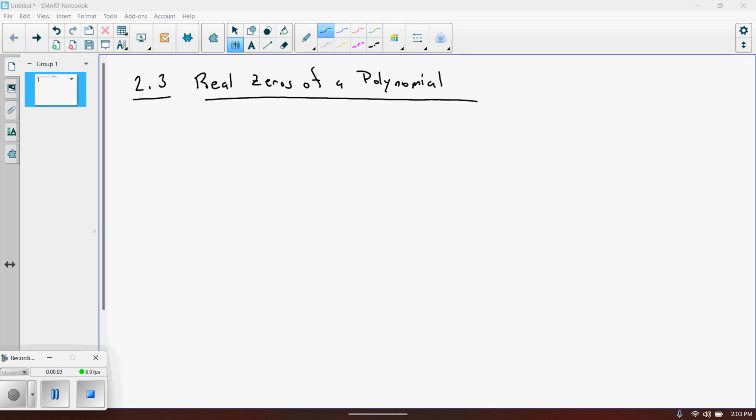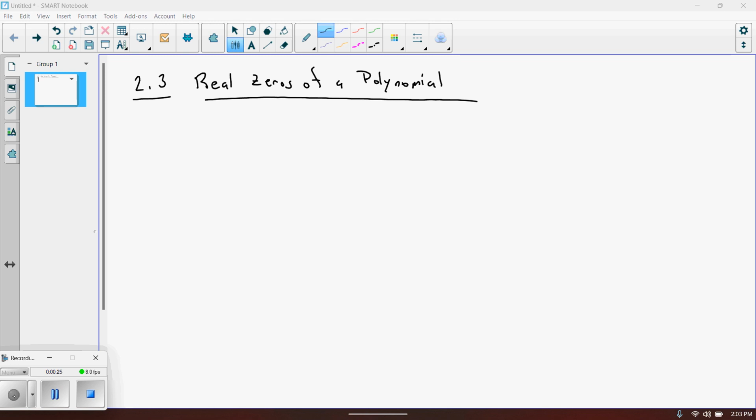All right, so this is going to be section 2.3 of Math 146. We are going to be finding real zeros of a polynomial. Basically, what we're going to be doing is finding the solutions to the polynomial, if that is possible to do. There are several different methods that could be used to do this.